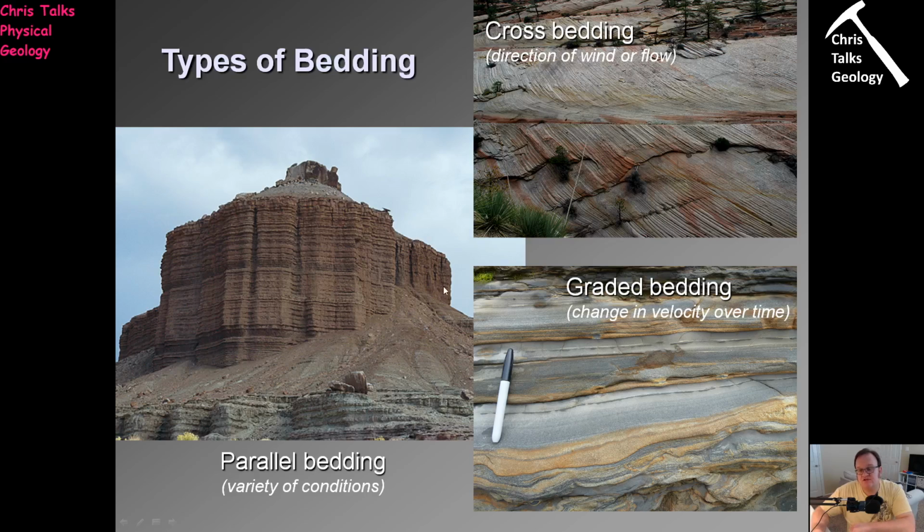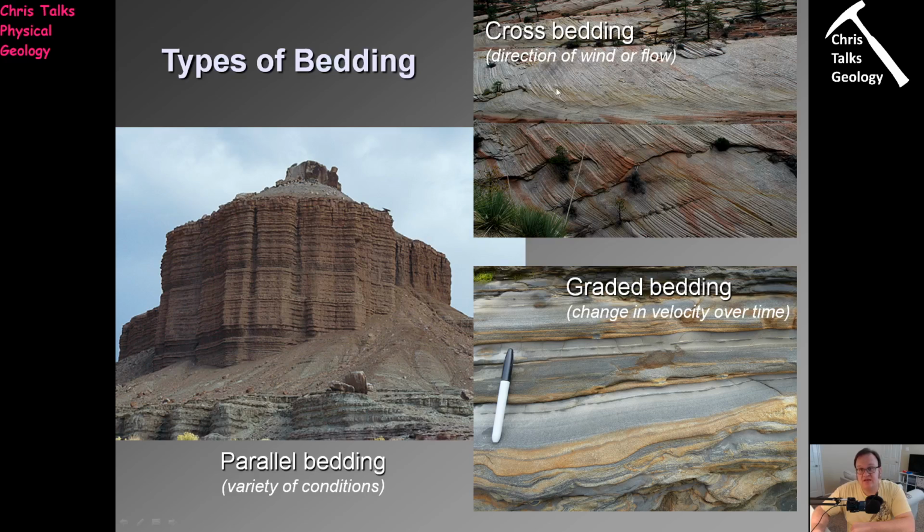Now, the other two types of bedding are graded bedding, which we've already looked at as well. Graded bedding, as we know, is the result of changes in energy of the system. Typically, there'll be some kind of change in energy. The system will either get more energetic or less energetic over time, and that will essentially sort the sediment, giving you a gradational change in the sediment size over time. And you'll be able to see that in the rock record.